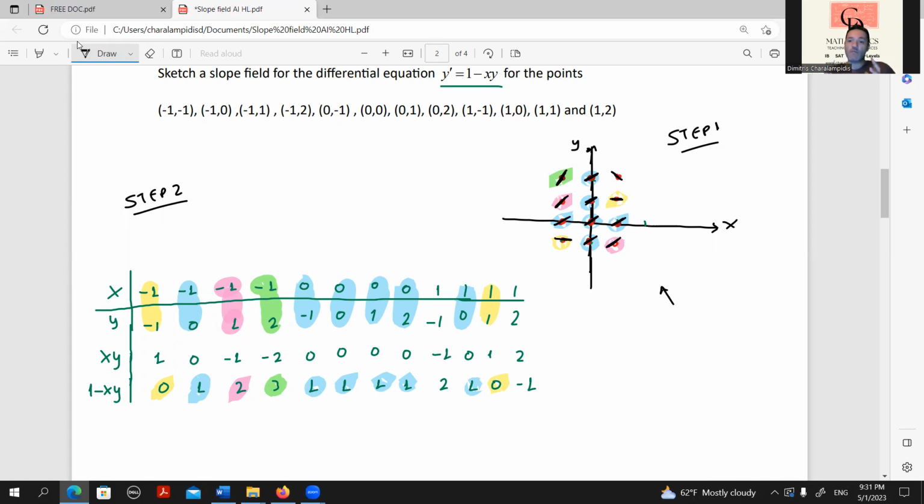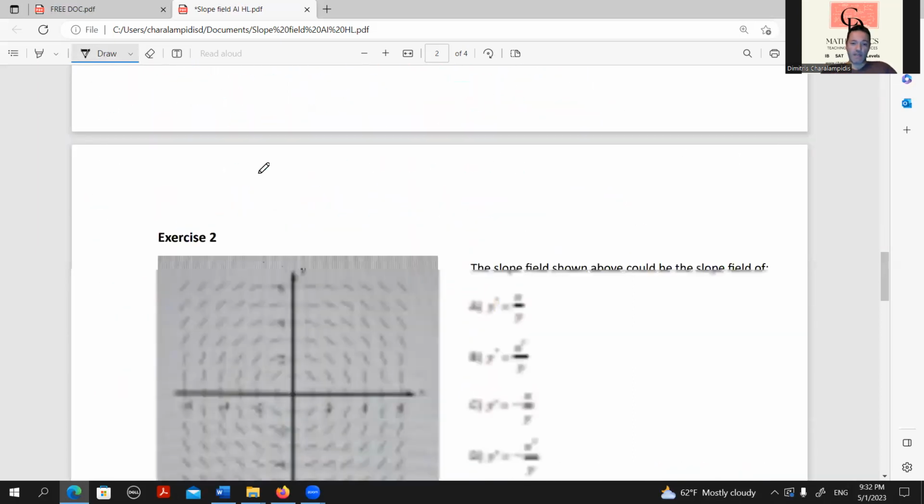Remember that you care for the slopes, and remember that by slopes we mean the value of y derivative. Once you found it, you should keep in mind that these values represent slopes of small segments. You draw them, and you have the needed slope field. Let's move on to another exercise.